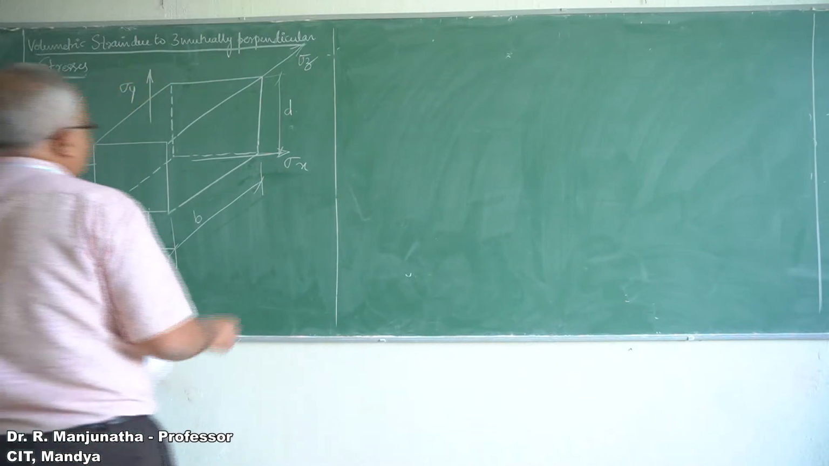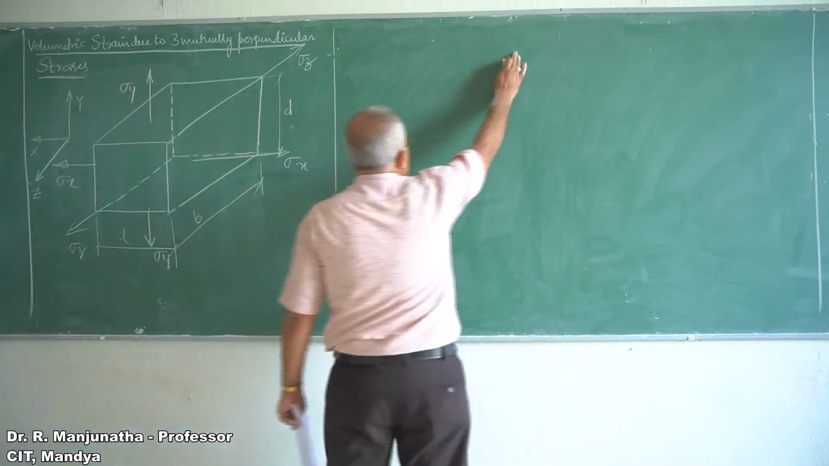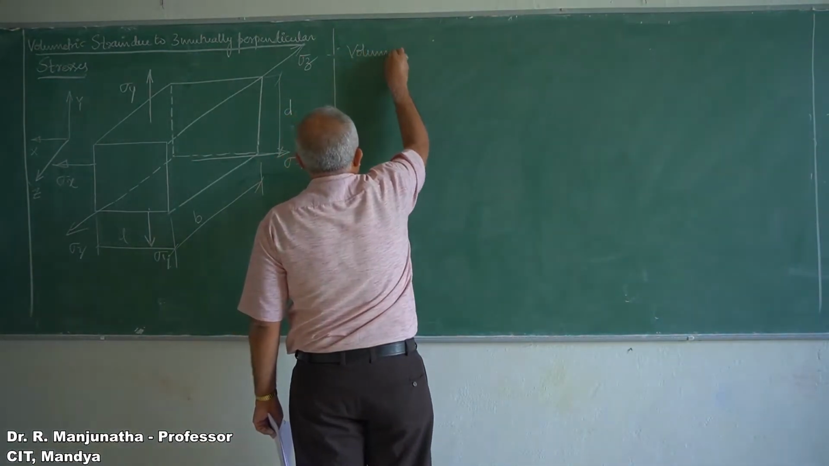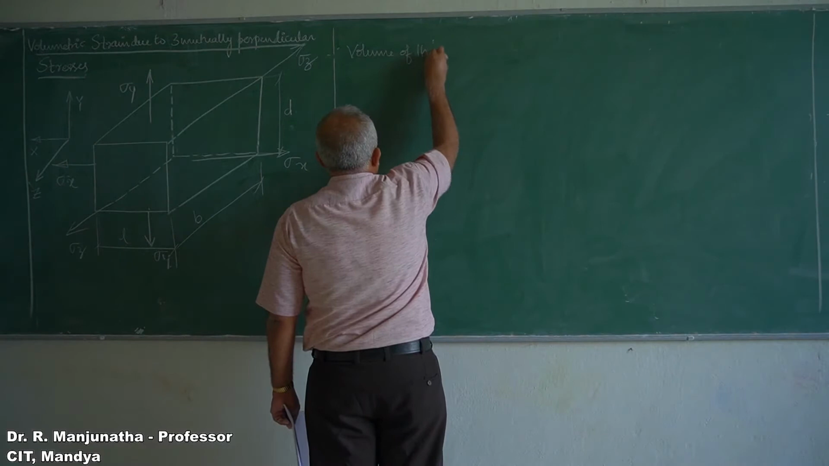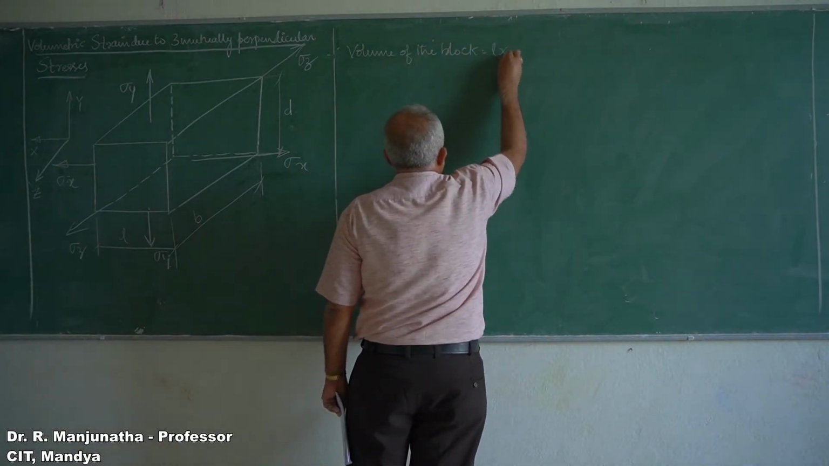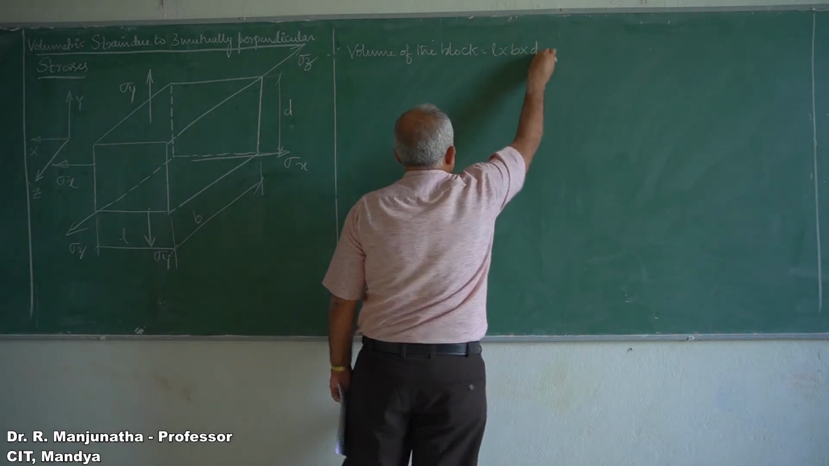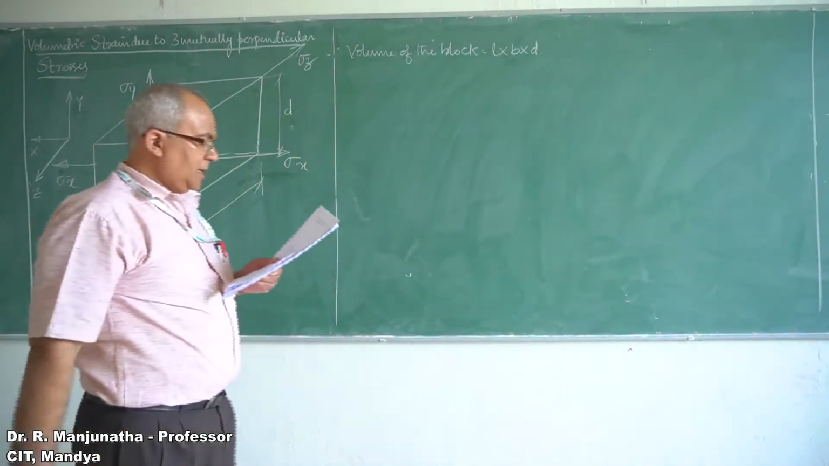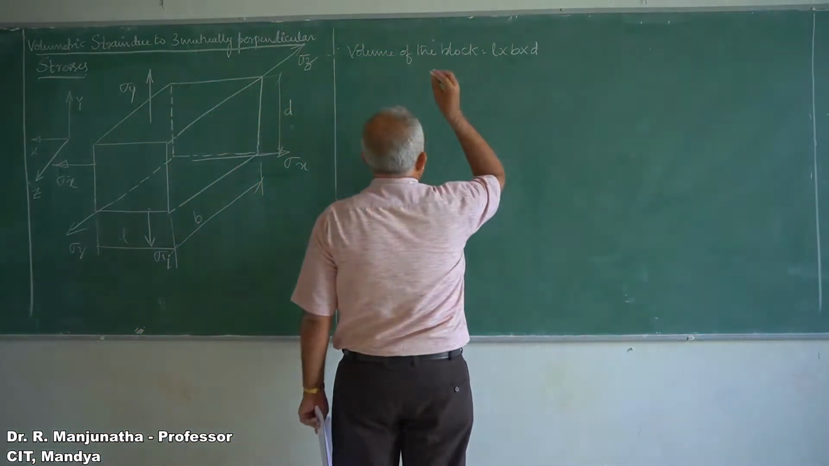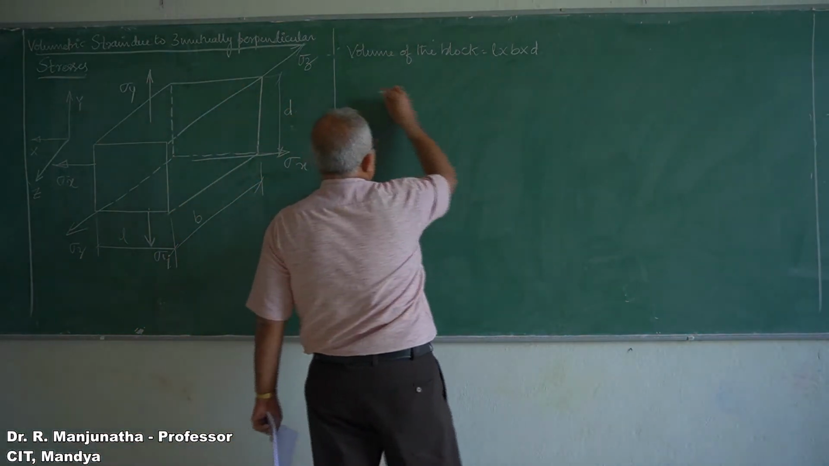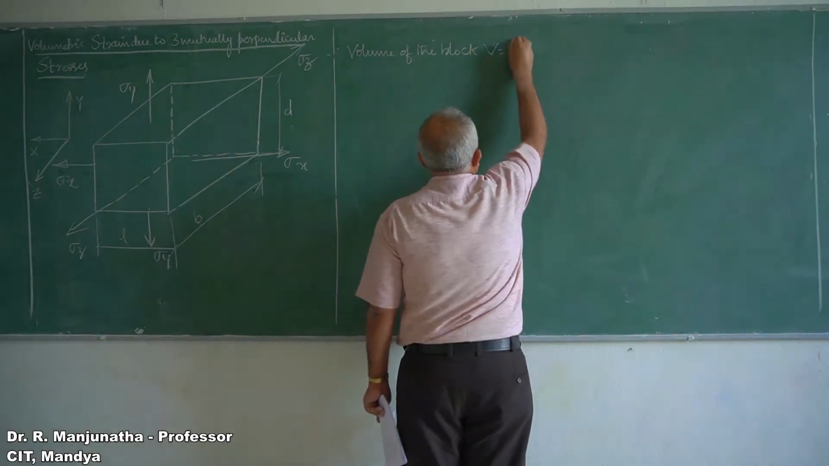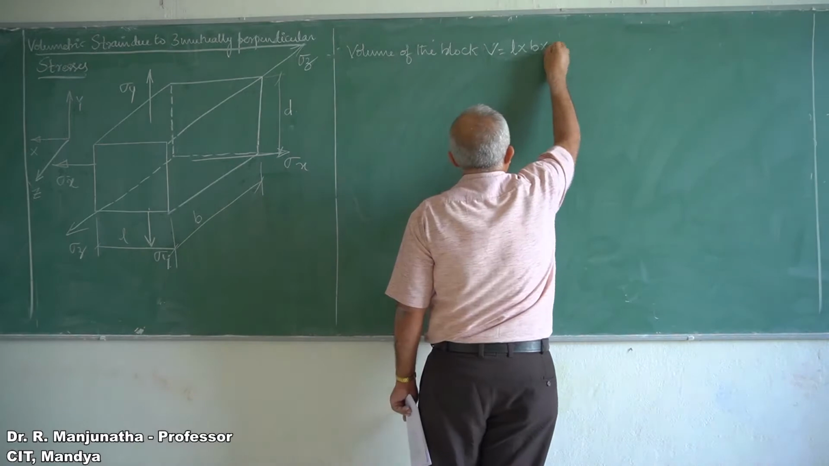So first we will consider the volume of the block. So what is going to be the volume of the block? The volume of the block V will be equal to L into B into D.